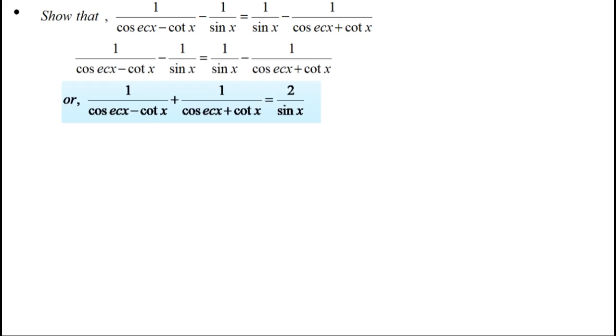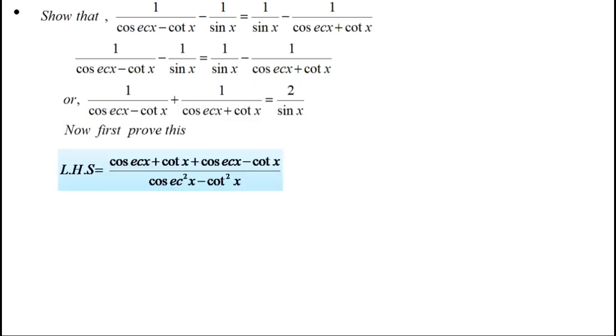Now let's take 1 by cosec x minus cot x plus 1 by cosec x plus cot x as LHS. Then LHS is equal to cosec x plus cot x plus cosec x minus cot x by cosec square x minus cot square x. Now plus cot x and minus cot x cancel and we get the expression equal to 2 cosec x by cosec square x minus cot square x.